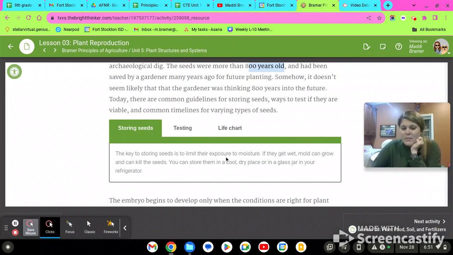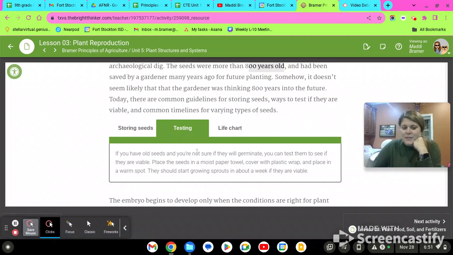If they get wet, mold can grow and you'll kill them. Store them in a cool, dry place, like a glass jar in your fridge. Testing: if you have old seeds and you're not sure if they'll germinate, place them in a moist paper towel, cover with plastic, slap it on your window, and see if they start growing roots.